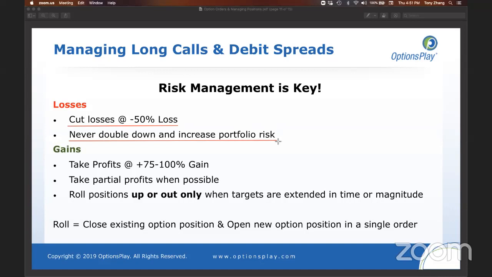On the flip side, you want to start taking profits on these trades, usually between 75 to 100% gain. Now, I will say that in the recent market environment, where volatility has been very, very low, we have had to shift this number a little lower. We've been finding ourselves having to take profits somewhere between 50 to 75% as opposed to 75 to 100%. So these are some of the things that we've been adjusting for lately, based on the current market environment.